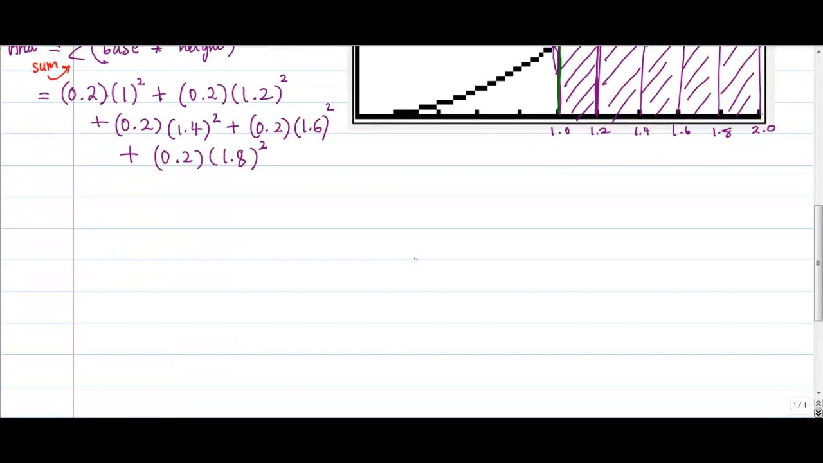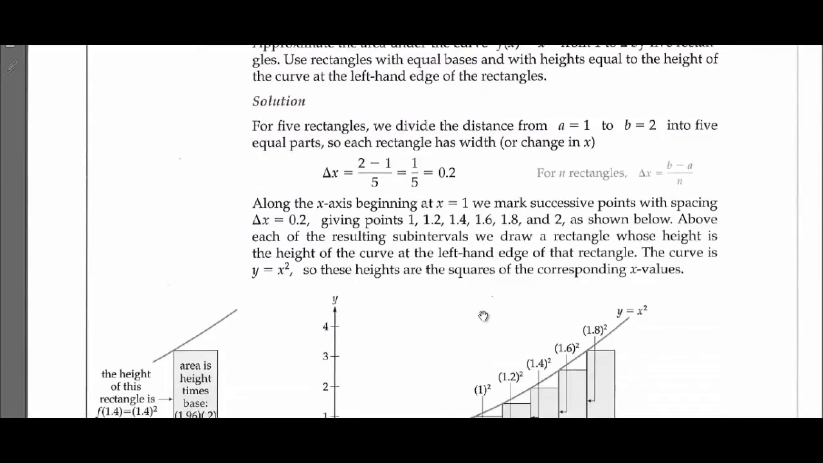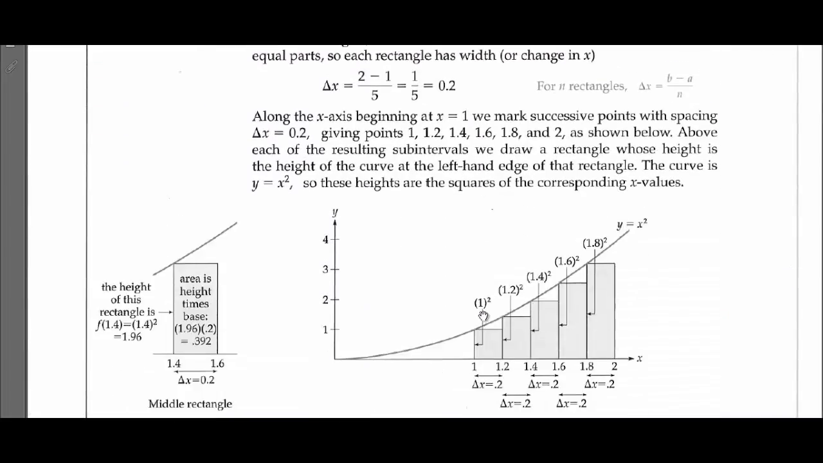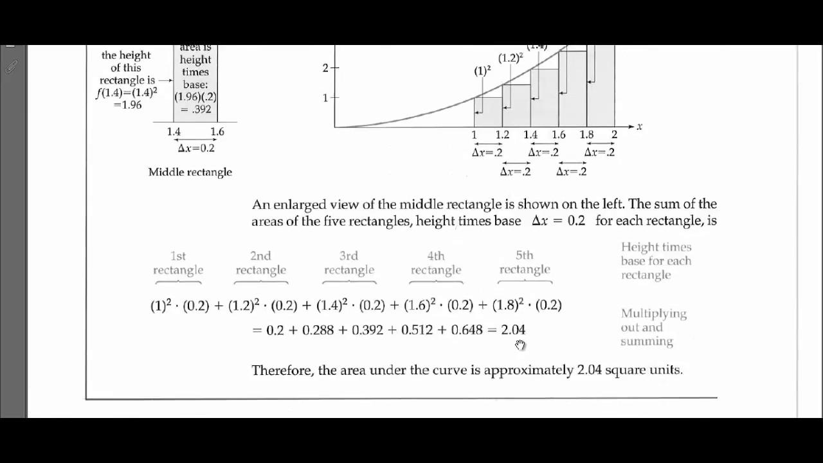So once you plug all of this into your calculator, you can get that this equals roughly 2.04. Okay, 2.04 units squared because it's an area, or you can say square units. Okay, so basically this is the example that's in your book. They've shown how to do this, and they've gone through and gotten 2.04.